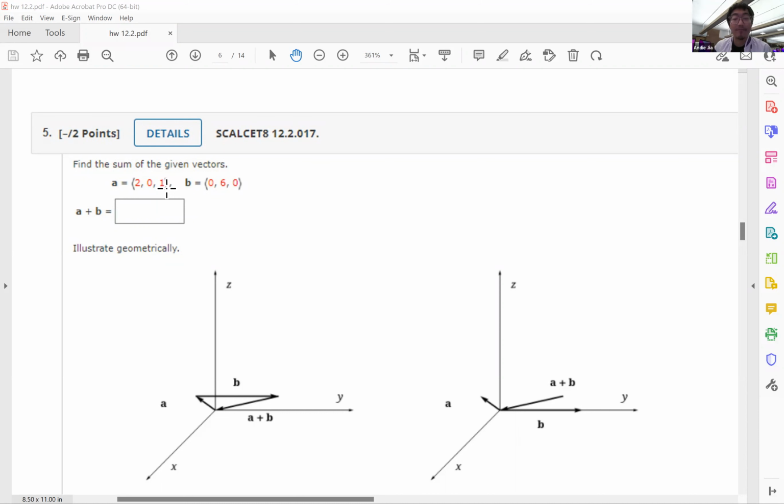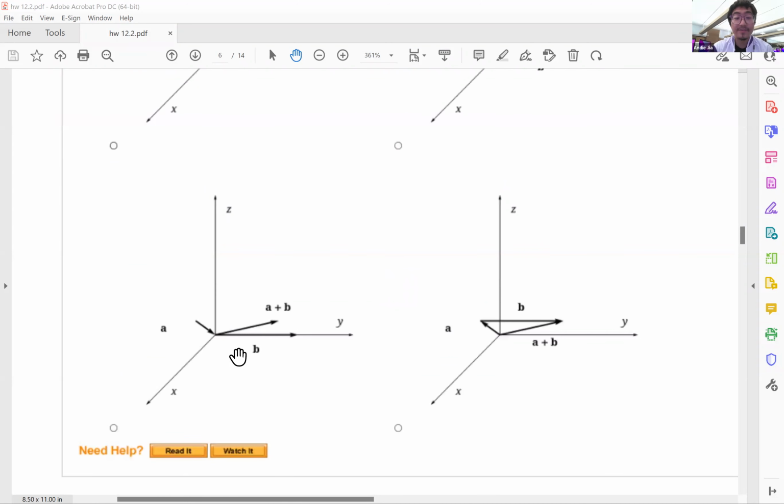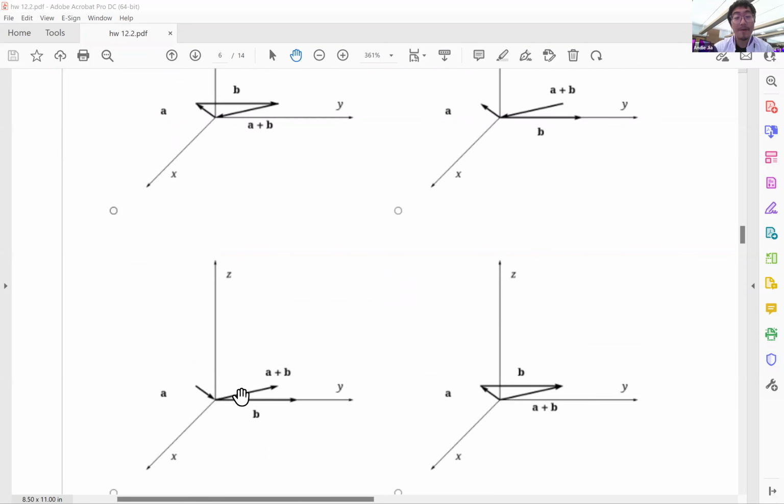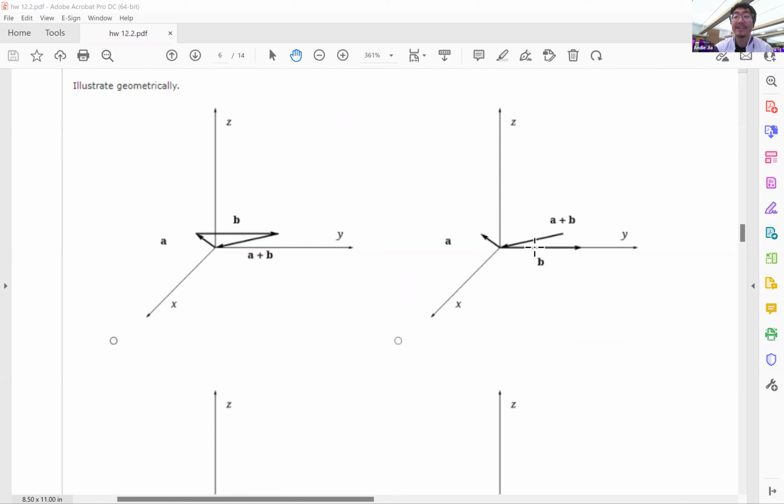So Z has a 1, so we have a height of 1 here. So the A plus B vector must have height 1. And there's a sum, and all three vectors is not a triangle. Then it's a triangle, so the bottom left and top right are eliminated.